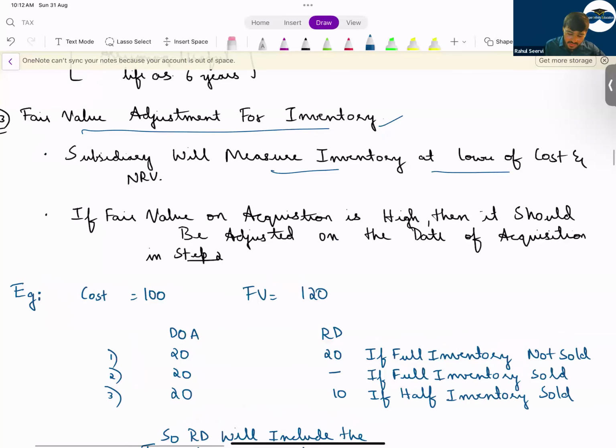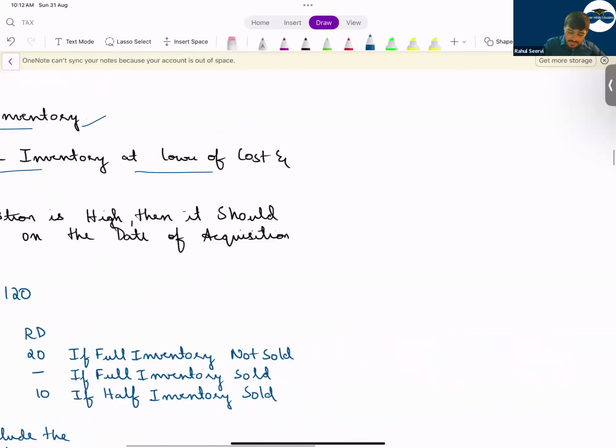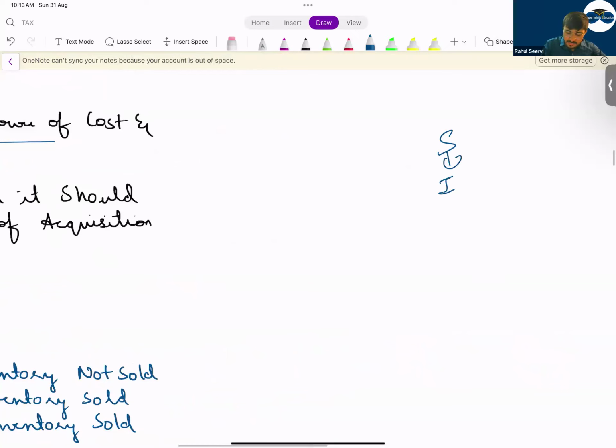Subsidiary will measure inventory at lower of cost or NRV. Yes or no? If it's a subsidiary company, they measure inventory as per IAS 2, at cost or NRV. Now everyone knows that NRV is entity specific. When we use IFRS 3 and IFRS 13, I mentioned entity restriction will not be considered.